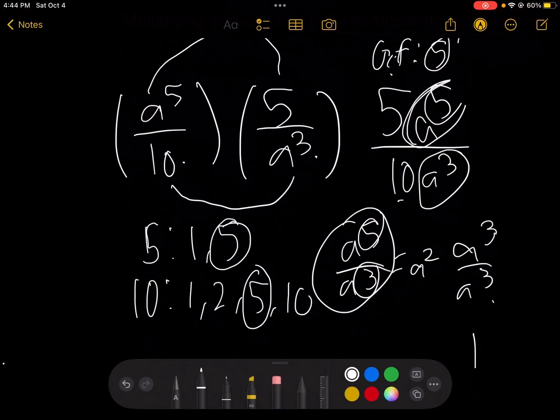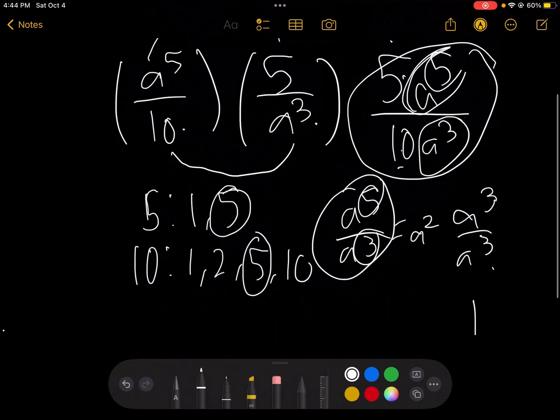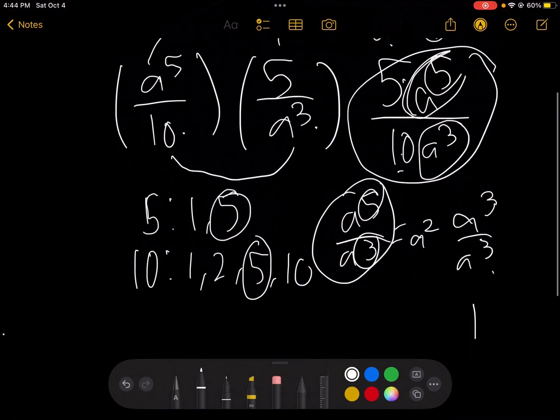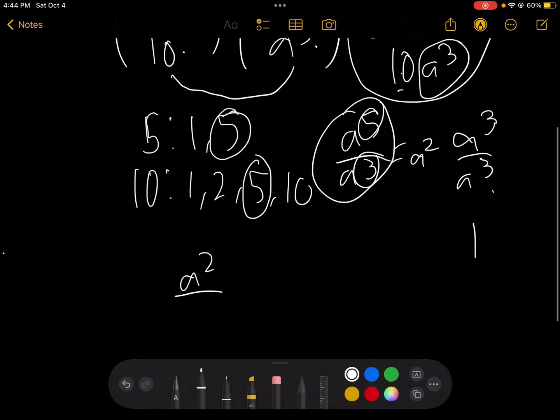So now for our final answer, you divide 5 by 5, and you divide 10 by 5. So our final answer would be a squared over 2. Simple as that.